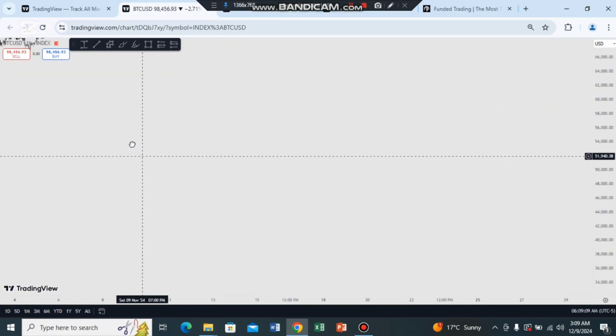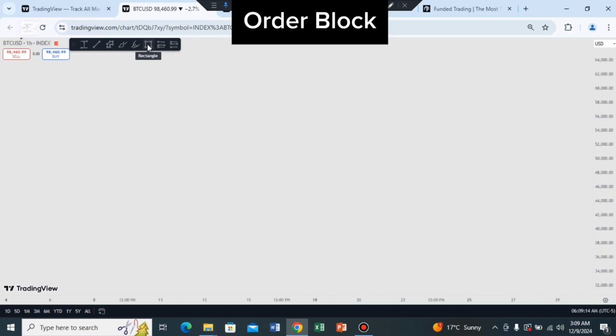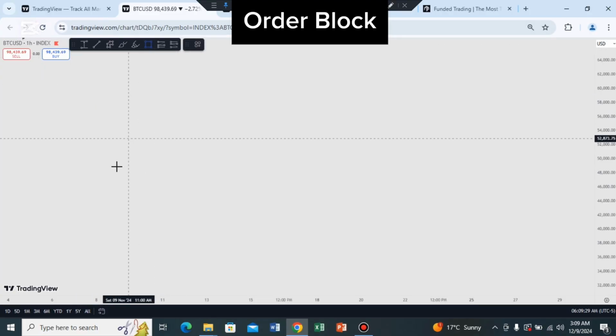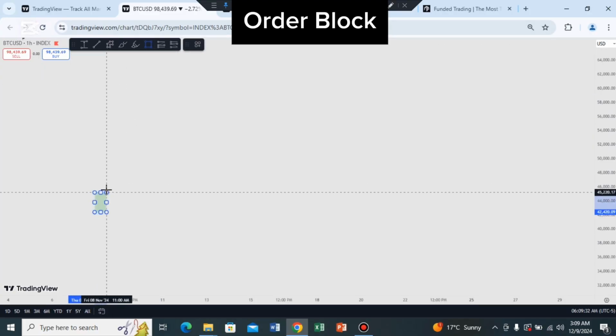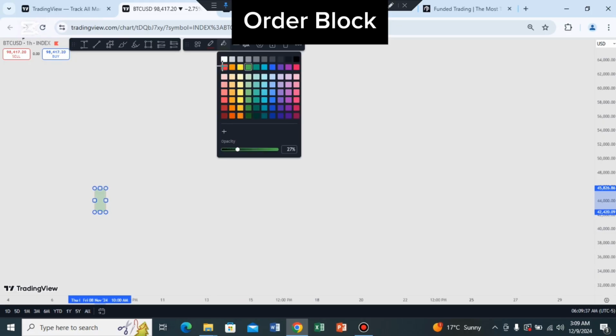I will start from the basics, okay? What is an order block? This is the most important thing, the base of this strategy. You have to understand order block and breaker block. I have taught you this concept of order block again and again. So order block is simple. First I will teach you the bullish order block, because I'm going to teach you the bullish move on Bitcoin. So I will use the bullish order block. Let me color it red.